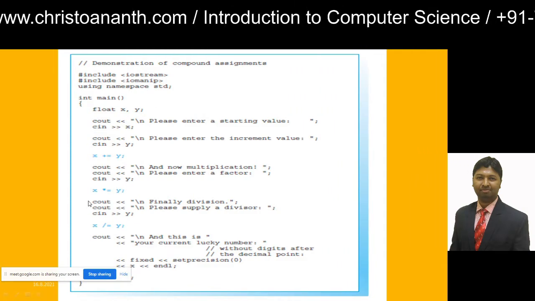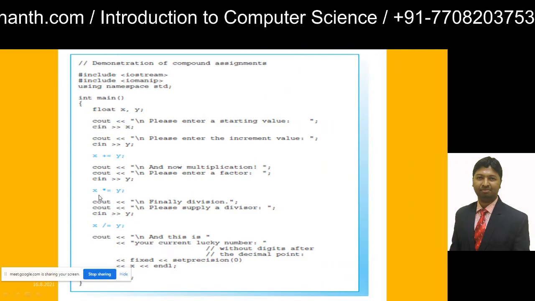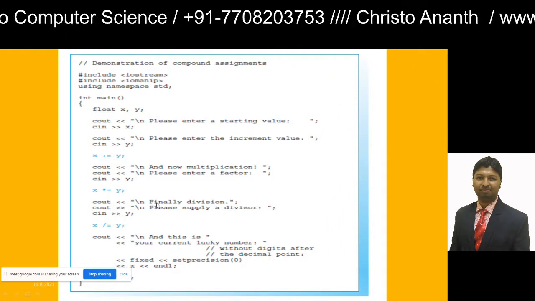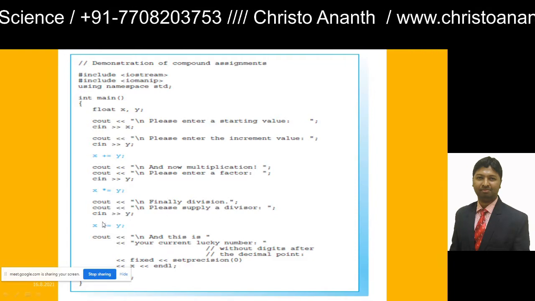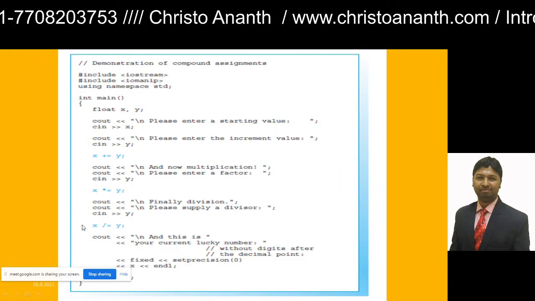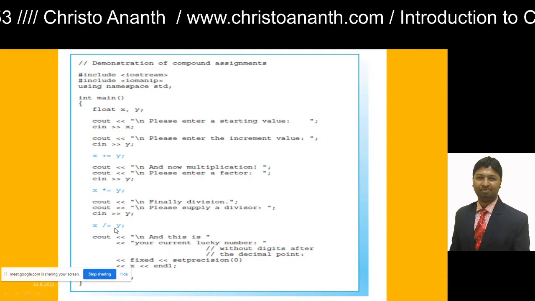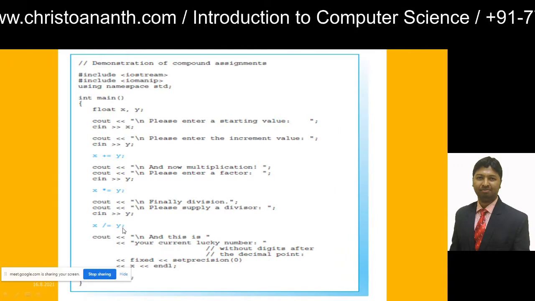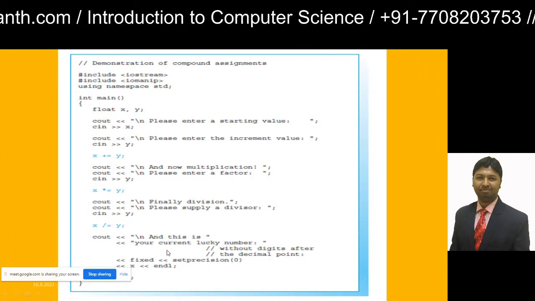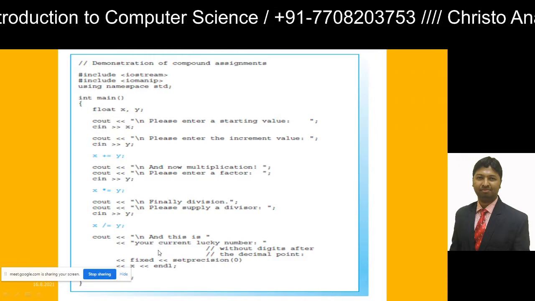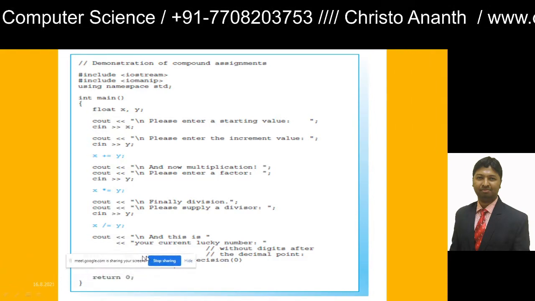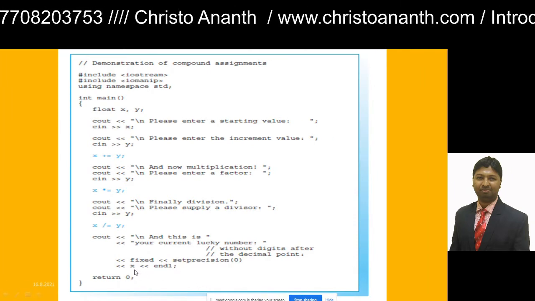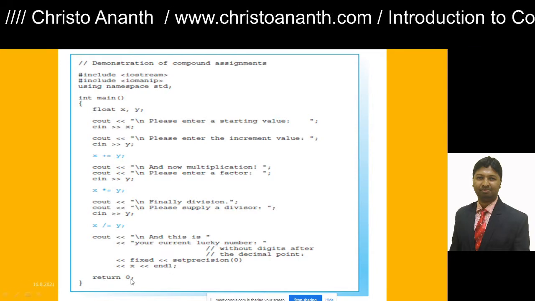Afterwards you are going to give x *= y, which means x = x * y. And cout: final division, please supply the divisor. And cin y. So you are going to compute x /= y, which means x = x / y. And cout: this is your current lucky number. The fixed point or the set precision you are going to set, and you are going to end with x. And then finally return 0.